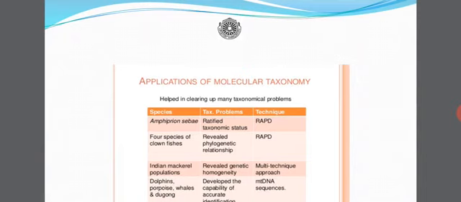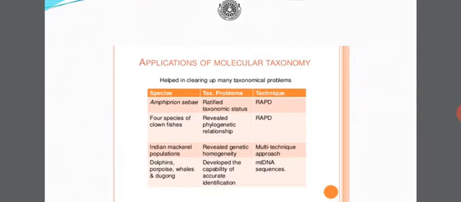Now some applications of molecular taxonomy. It helped in clearing up many taxonomical problems. Say for example, Amphiprion sebae, which had taxonomic problems like unratified taxonomic status, and that has been resolved by using the RAPD technique. Four species of clownfishes revealed phylogenetic relationships, and that has been resolved by the RAPD technique again.